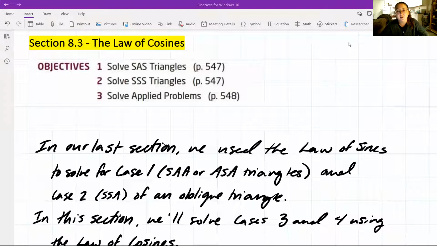So our SAS triangles, these are going to be when we know two sides and one angle. And for number two, solving SSS triangles, that's going to be when you know three sides and no angles.